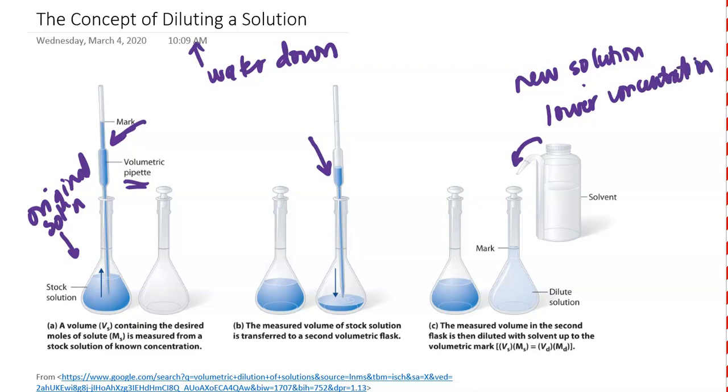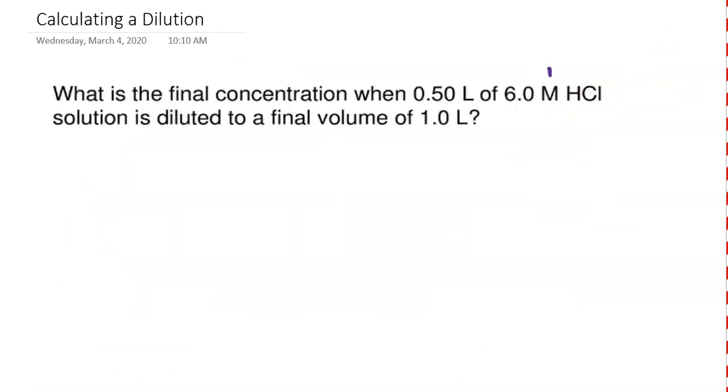Okay, and so we have to have a way of calculating what this new concentration would be. Or if I already know what the new concentration is, then obviously I would need to know how much of my original solution to use. We're going to spend the next couple of days getting acquainted with how we actually do those calculations. And really, the math behind it is not all that difficult.